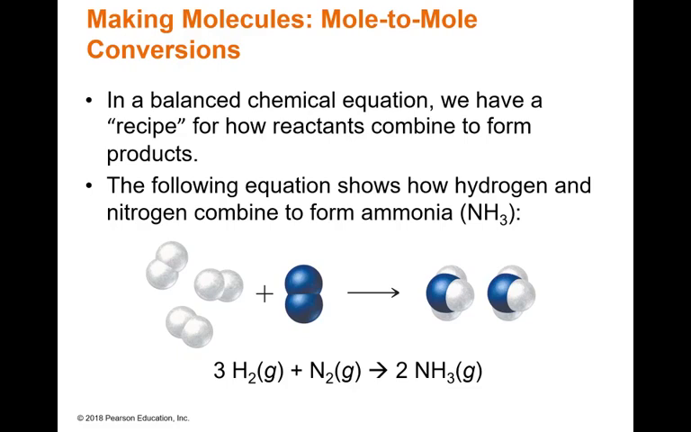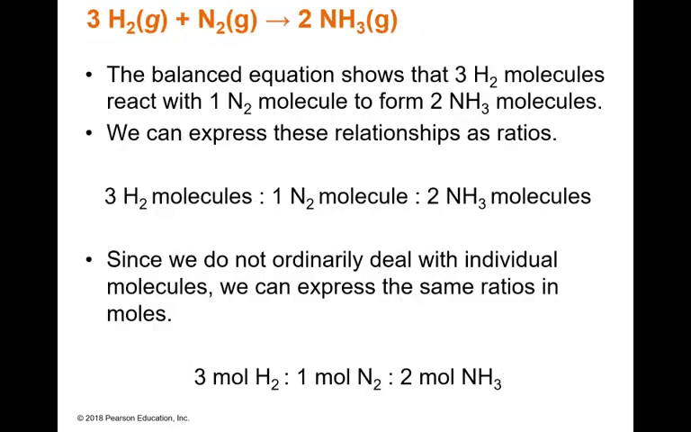Let's now shift from cooking to chemistry. A balanced chemical equation is like a chemical recipe. It tells us how many moles of each substance react and how many moles of product are made. Take a look at this example. 3H2 plus N2 produce 2NH3. This equation tells us that 3 moles of hydrogen gas react with 1 mole of nitrogen gas to produce 2 moles of ammonia. Just like in cooking, if we know how much of one substance we have, we can calculate how much of the others are involved. This is called a mole-to-mole conversion, and we'll be practicing it throughout this chapter.